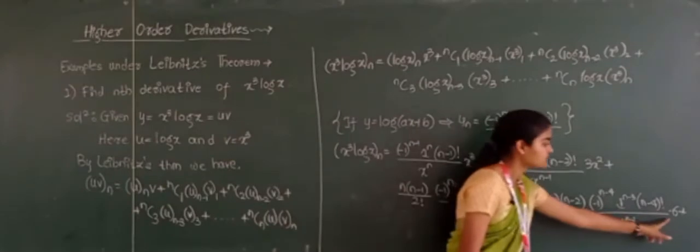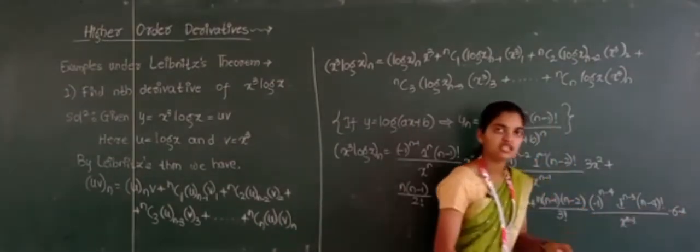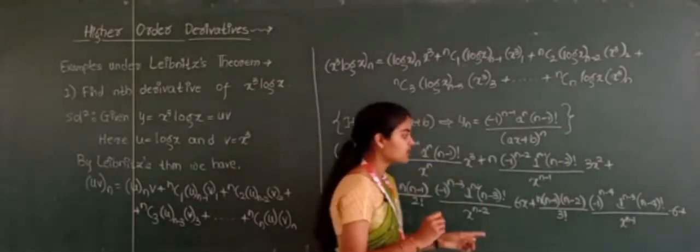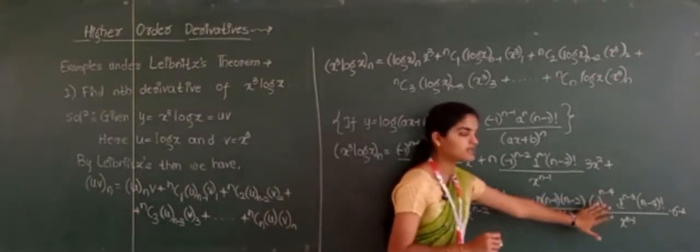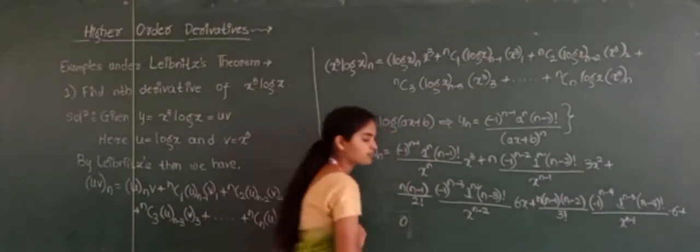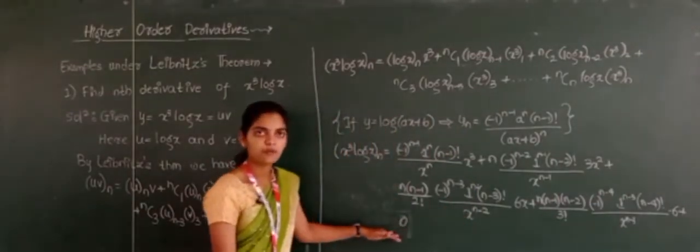What is the differentiation? We will get it as 0. So the next term, that is this whole term we will get into 0, and I will write it directly as 0. Yes, understood why we have taken 0?